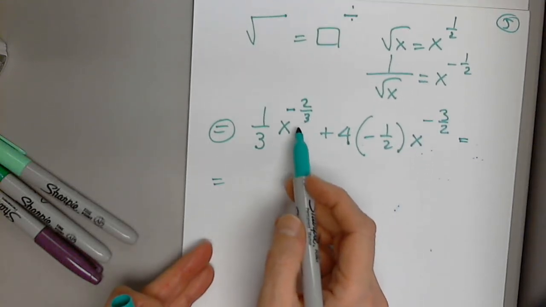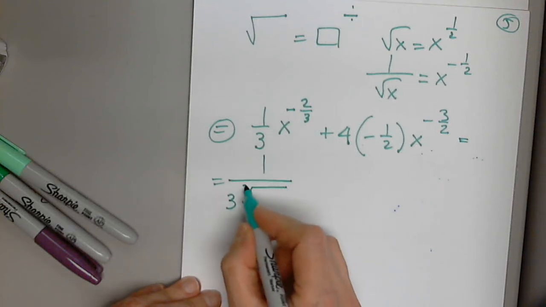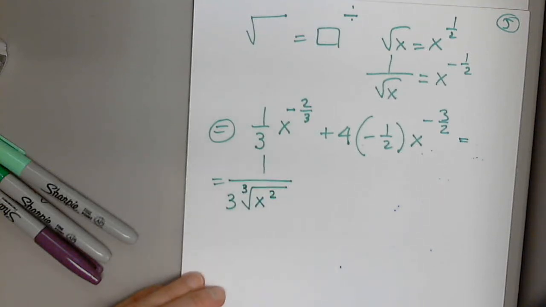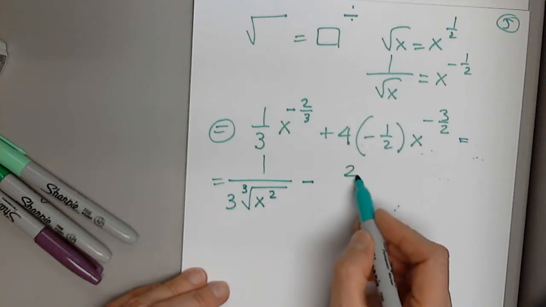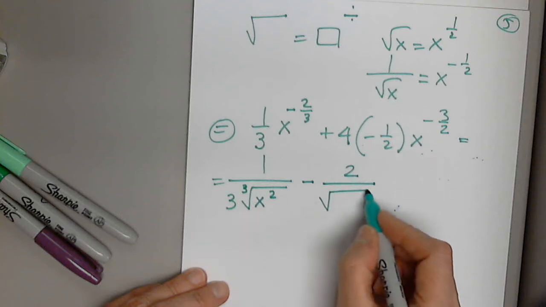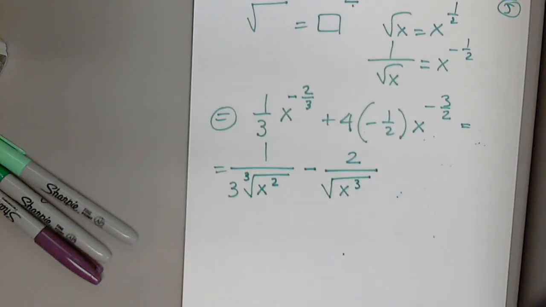So if you want to change this back into a positive exponent, you will write this: the cube root of x squared. 4 times negative 1/2 is negative 2 over the square root of x to the 3rd. And yes, you can simplify, but I'm fine with this. This is good enough.